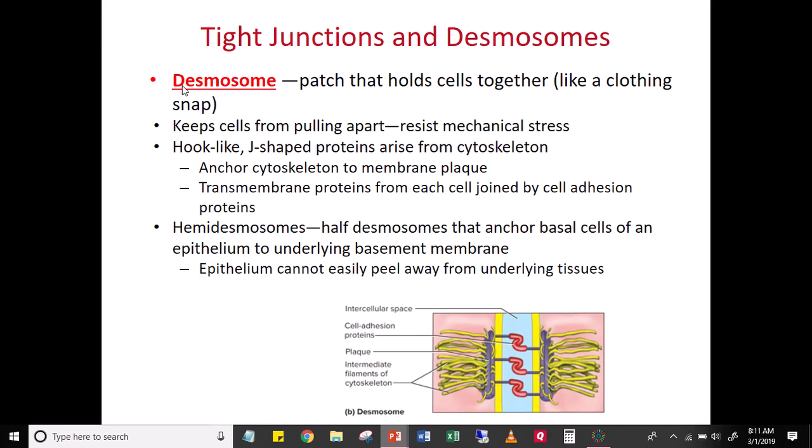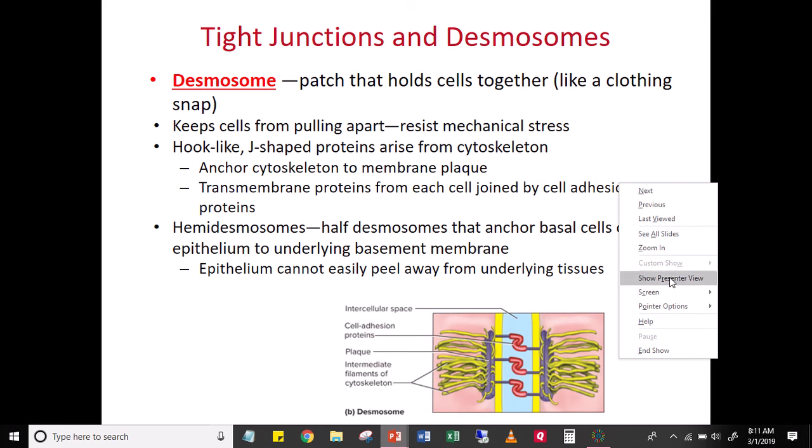As we look at that desmosome right here, we can have some anchoring proteins. These anchoring proteins are actually going to connect to the cytoskeleton of the cell. And then over here, we have more anchoring proteins that have connected to the cytoskeleton of the cell.